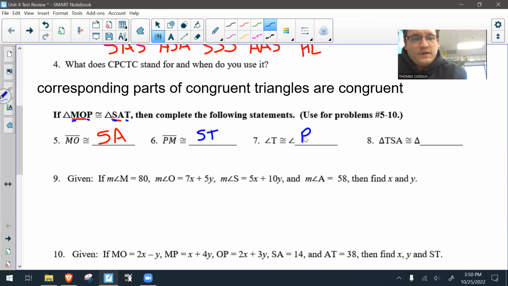Let's see, we're kind of going backwards. So we're starting at the back and then cycling through. TSA, we're going to have PMO. PMO. All right.